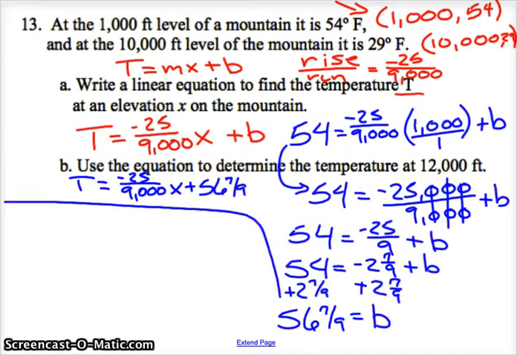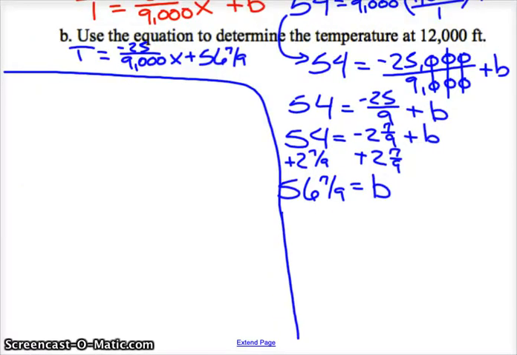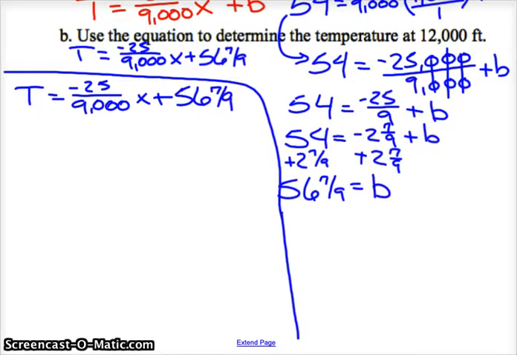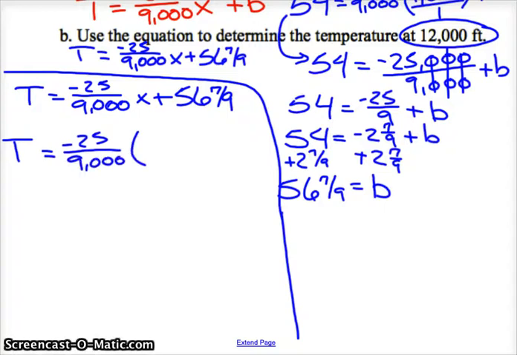So I'm just going to kind of section this area over here, probably move down a little bit. I'm going to use this T equaling negative 25 over 9,000 x plus 56 and 7/9. And I want to know the temperature at 12,000 feet. So 12,000 feet is again my x term. So my temperature is equal to negative 25 over 9,000 times 12,000 plus 56 and 7/9.